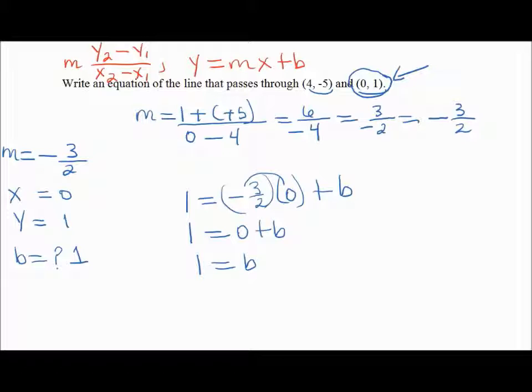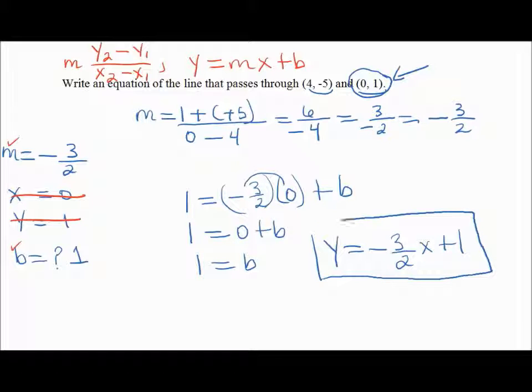Once again, once I have my y-intercept, I have my slope, my y-intercept. I no longer need that point. I no longer need the x and the y value, and I can write my equation now in slope-intercept form. It will become y equals negative 3 halves x plus 1. And that's my final answer. It's a fairly simple process.